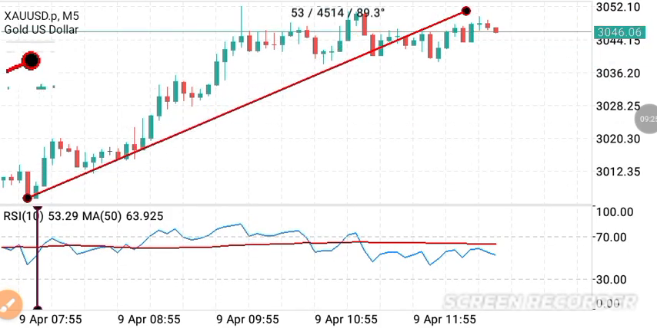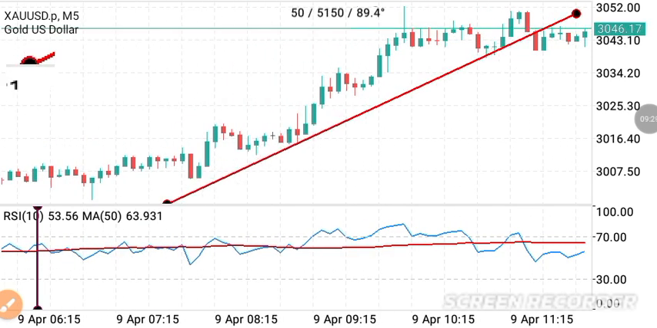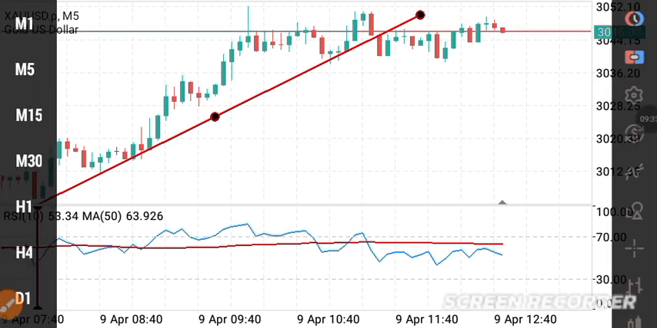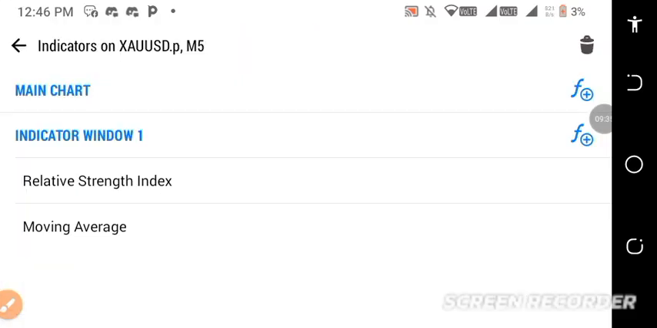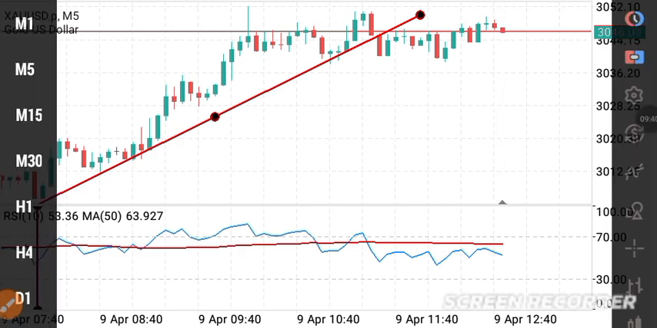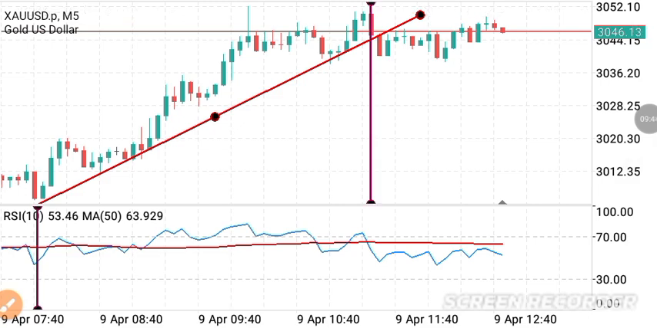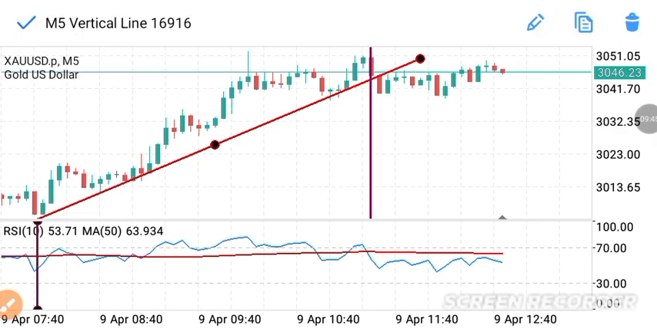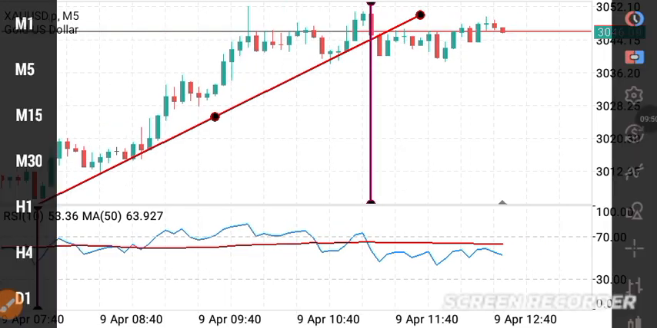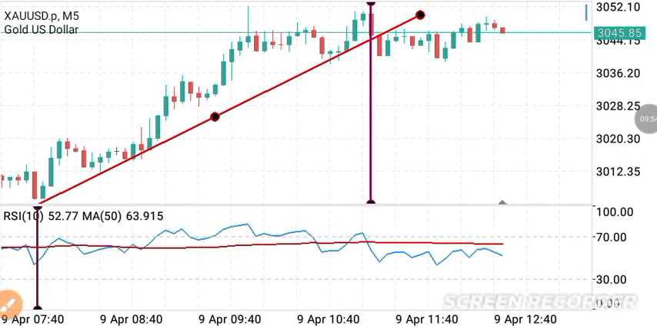You can see the market broke this trend line with momentum candles, and at the time when it was breaking, at that level, the RSI went below the moving average. Okay, so that is the first confluence. The momentum already is down.